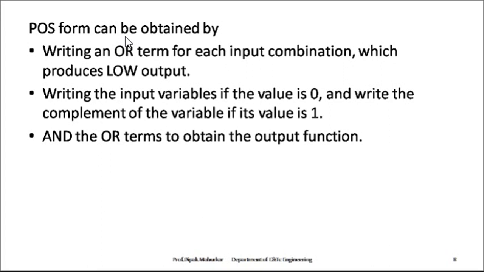The POS form can be obtained by writing an OR term for each input combination which produces low output. Write the input variable if the value is 0 and write the complement of the variable if its value is 1. Then AND the OR terms to obtain the output function.